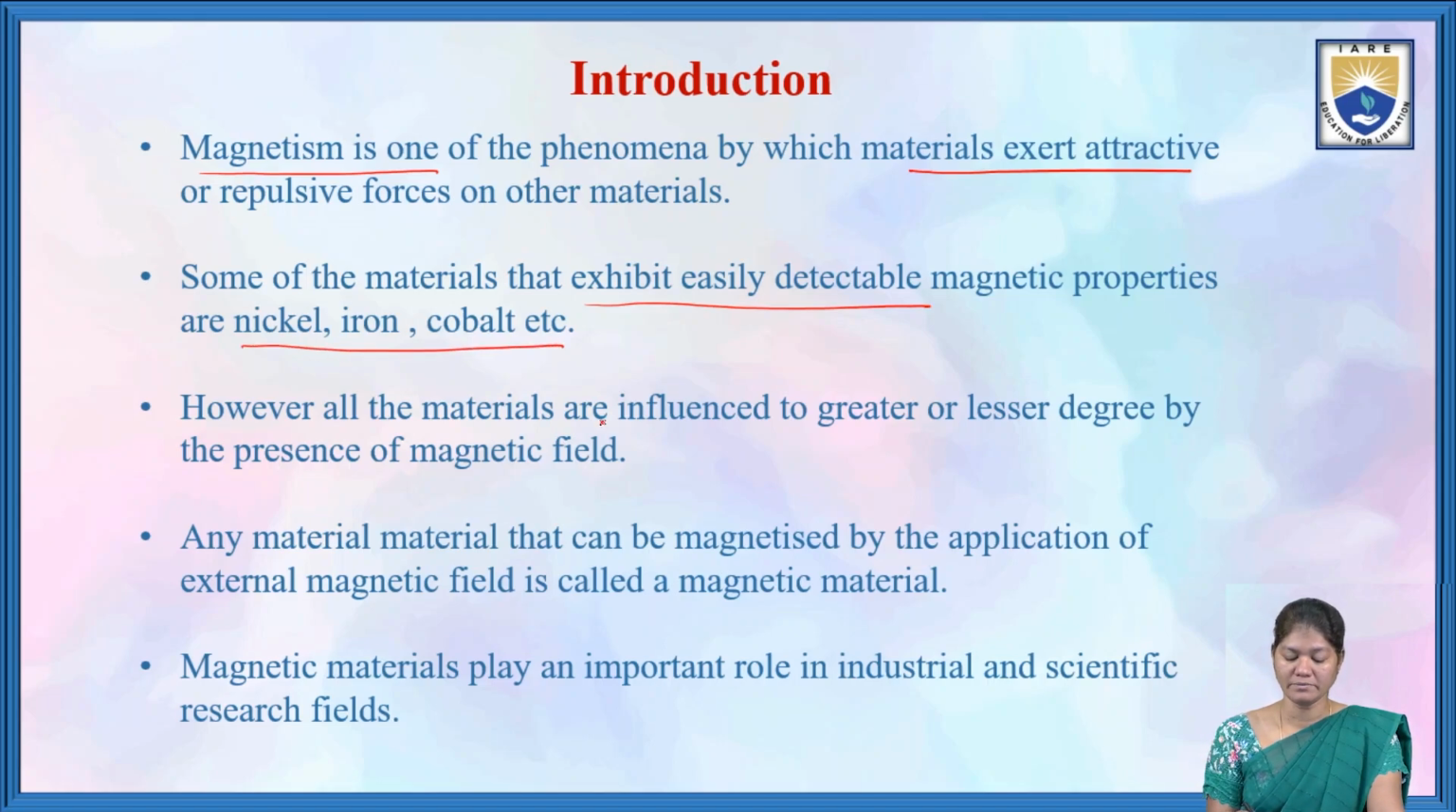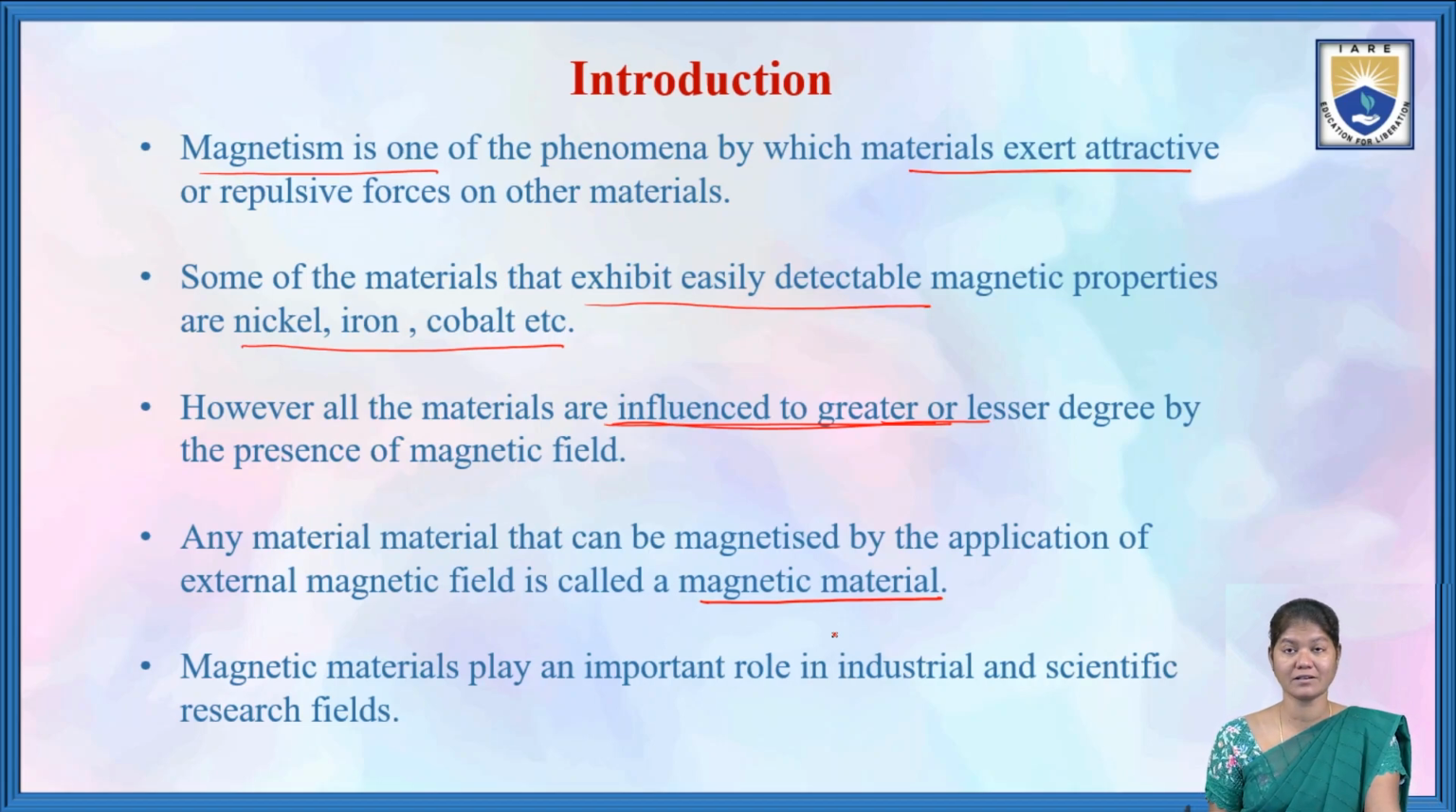However, all the materials are influenced to a greater or lesser degree by the presence of a magnetic field. So any material that can be magnetized by the application of an external magnetic field, we call it a magnetic material.